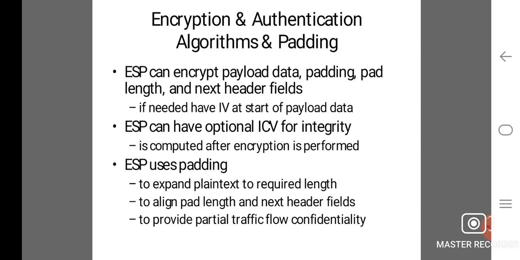Encryption and authentication algorithms are padding. ESP can encrypt payload data, padding, pad length, and next header field, with an IV at the start of the payload data if needed. ESP can have an optional ICV for integrity. This is computed after encryption is performed.